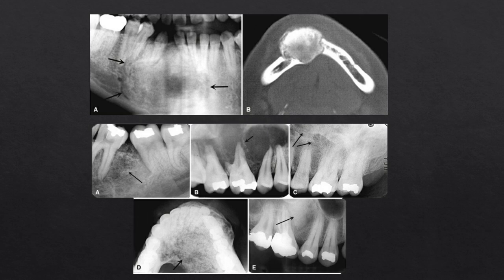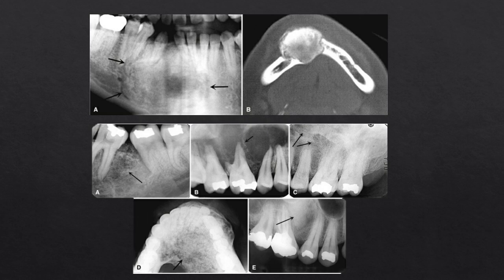So the first image, A, shows a part of an OPG where there is an ossifying fibroma in a mixed radiolucent radiopaque stage, with a mild radiolucent rimming that is seen in the anterior portion of the mandible. B is a similar opaque radiolucent mixed lesion, but a CT image of the same is seen, causing expansion of the buccal cortex.